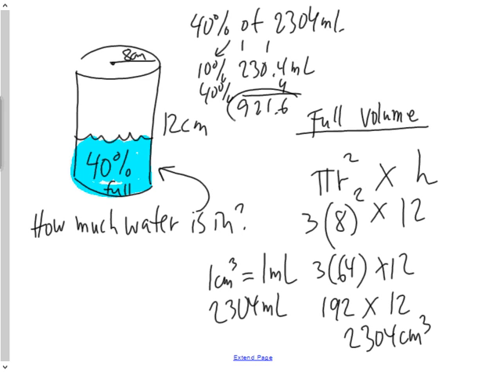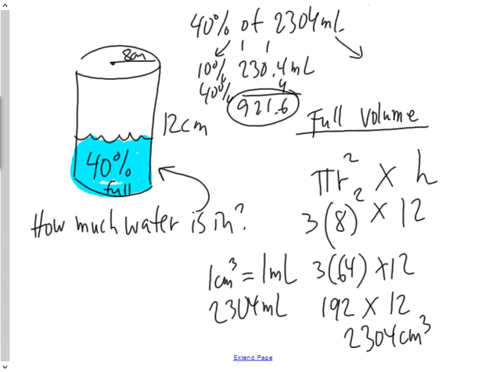Therefore, 40% would be 921.6 milliliters. Okay, that's using your mental math strategy. Find out what 10% is, and then find out what 40% is, because it's 4 10%. But an easier way is to simply translate it into calculator-ese.